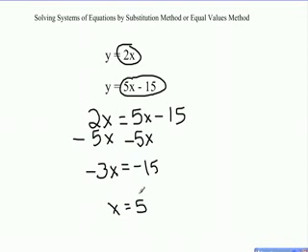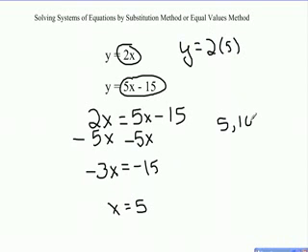Do not forget to go back up and find your other half of your coordinate. You plug 5 in, y equals 2 times 5, so y must have been 10. So if these lines were graphed, they would cross at 5, 10.